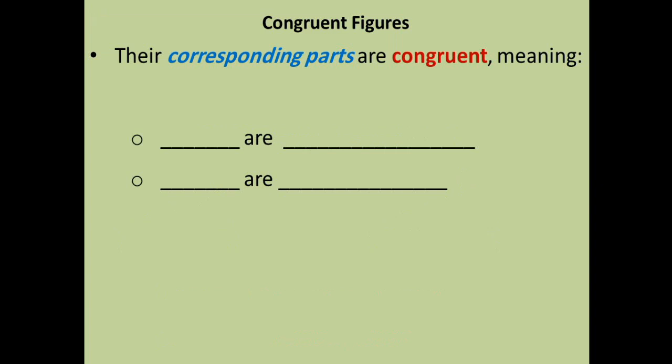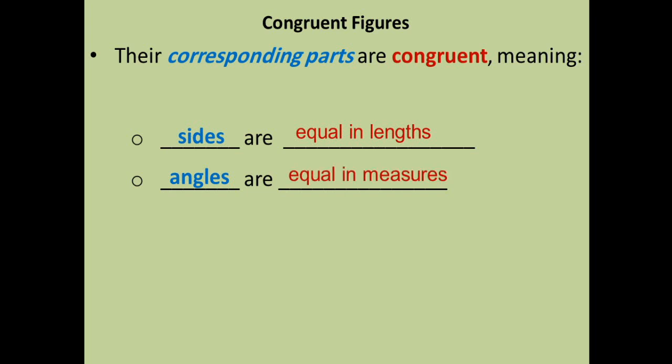Congruent figures: their corresponding parts are congruent, meaning corresponding sides are equal in length, and corresponding angles are equal in measure.